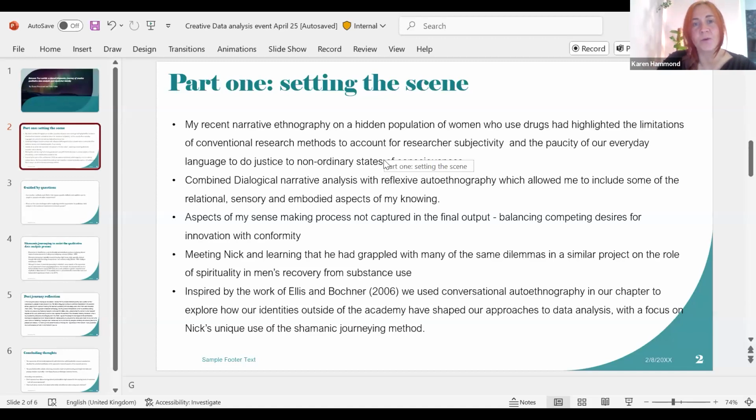And what I found from that project was that conventional research methods not only fail to account for reflexivity and the role of researcher subjectivity within the creation of that data, but one of the things I was really left pondering after completion of that project was the real paucity of conventional and traditional qualitative methods to do justice to what were essentially non-ordinary states of consciousness that were being reported by many of the women in my study.